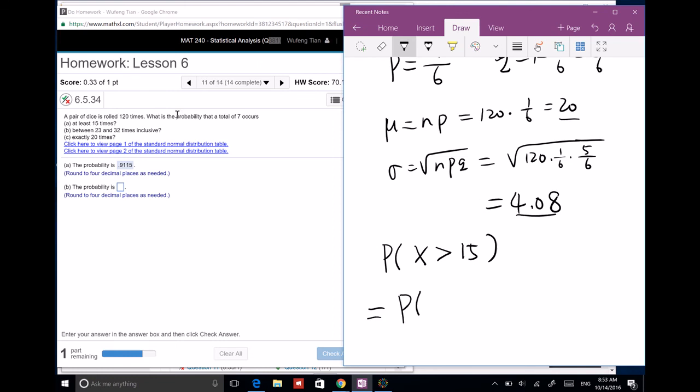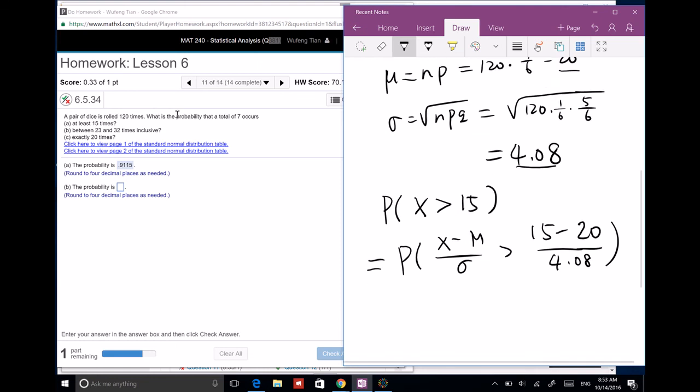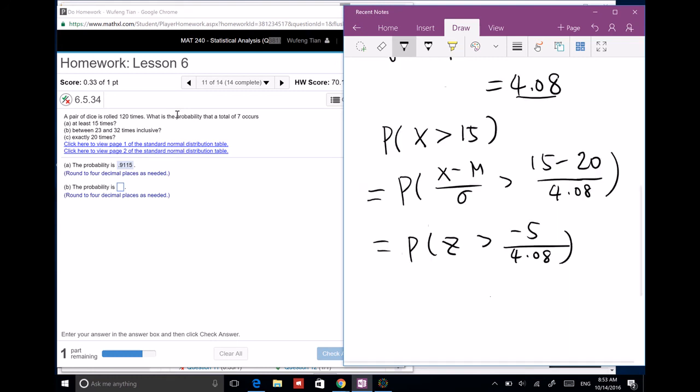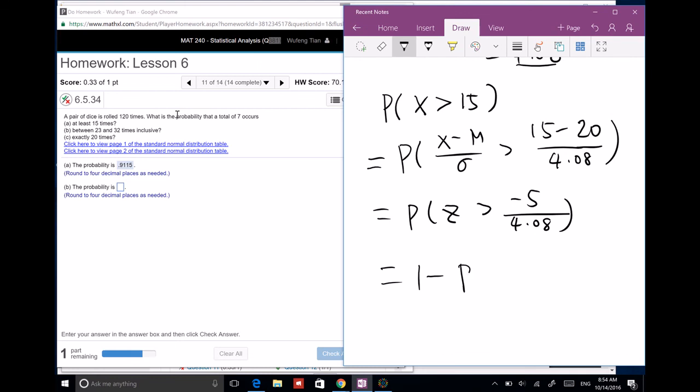So it's P((X minus mu) over sigma bigger than (15 minus mu, which is 20) over sigma, 4.08). Then you get P(Z is bigger than this number). You can find this number is negative 5 over 4.08. You find P(Z is bigger than this number), and you have to use 1 minus P(Z less than this number).